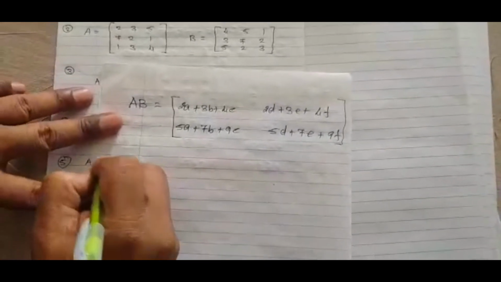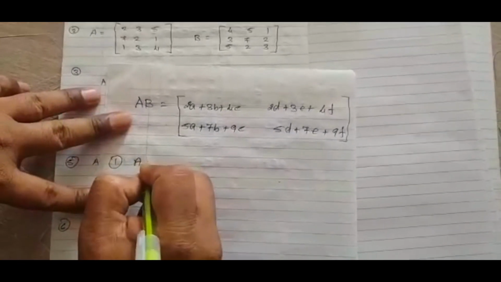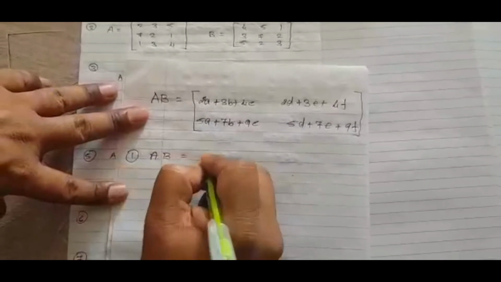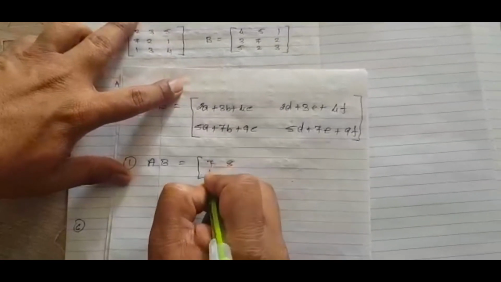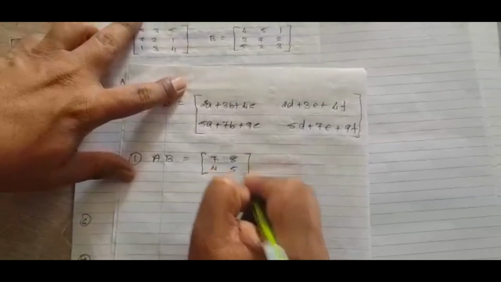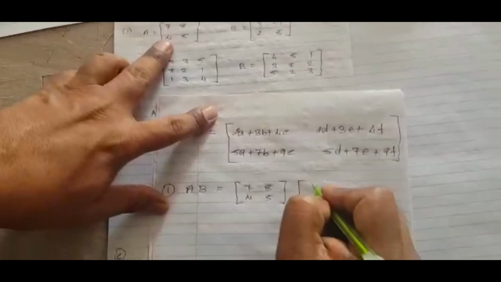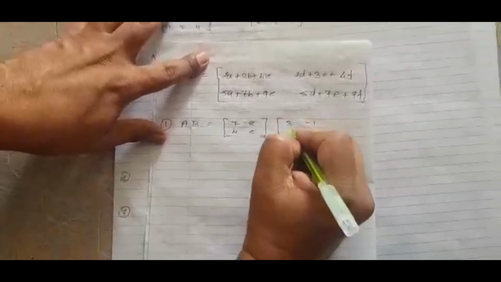If you do more practice, you will become fast. I just take a first example. See, AB, in that A is [7, 8; 4, 5], B is [3, -1; 2, 5].